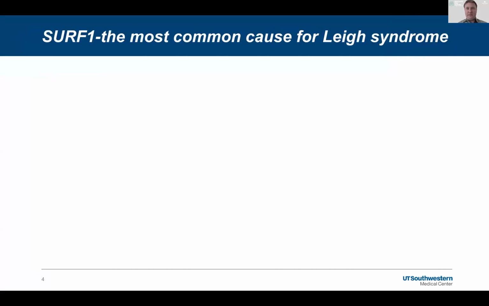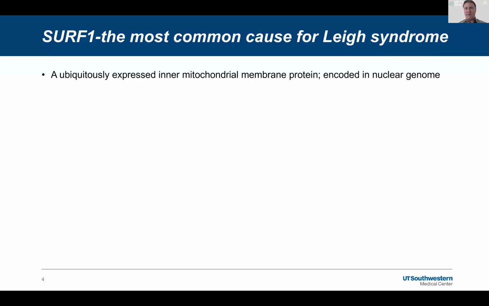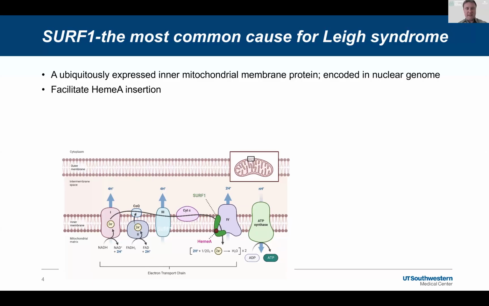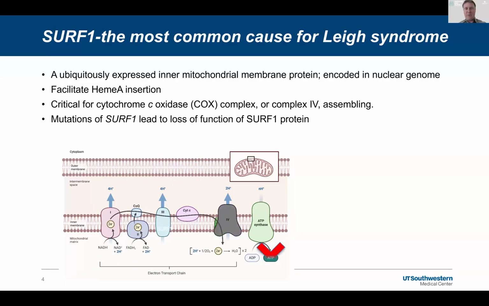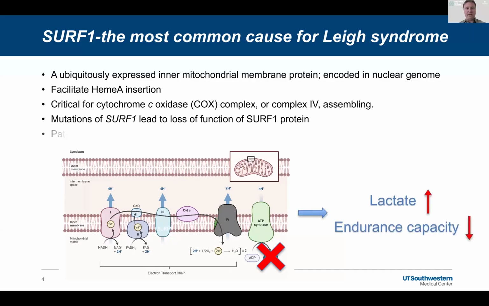Okay, so of different causes of Leigh syndrome, SURF1 is the most common. It's a ubiquitously expressed inner mitochondrial membrane protein, but it is expressed out of the nuclear genome. And its role is basically to facilitate heme A insertion into complex 4. It's required for complex 4 assembly. And when you have an absence of SURF1, then you end up not assembling functional COX-4 very well. So you have reduced COX-4 activity, which leads to decreased ATP production, increased lactate, and reduced endurance capacity and energetic demands. So patients are estimated to have about 20% of COX activity remaining.